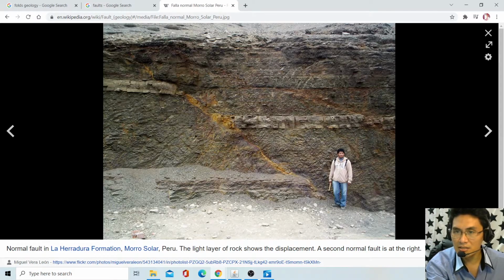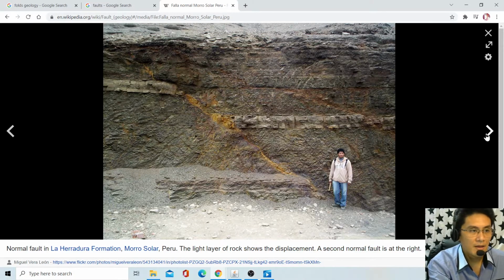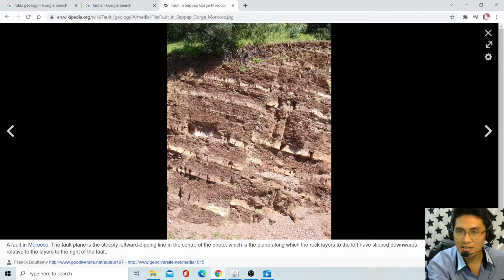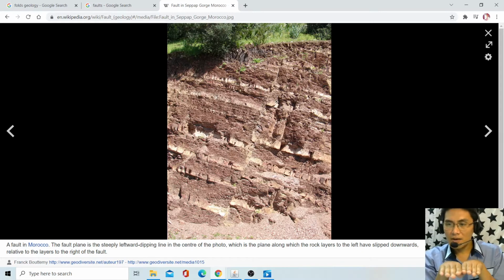Here we also have another example. You can see this layer here should have been continued here, but there is a displacement along this line. So there's a displacement, so that's a fault, right? And also this one, you can really see that these structures are displaced along this line here. So a fault is a place where there's a crack and there's a movement along that crack.